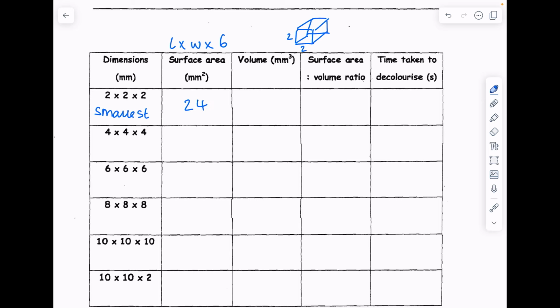To find the volume, it's more straightforward. You do width times length times height. So that's 2 times 2 times 2. And then the surface area to volume ratio, you just do surface area divided by volume. Let's do the next one now. 4 times 4 is 16, times 6 is 96. The volume is 4 times 4 times 4.